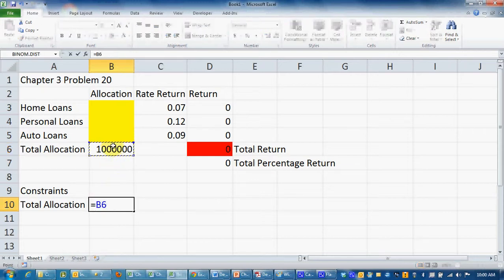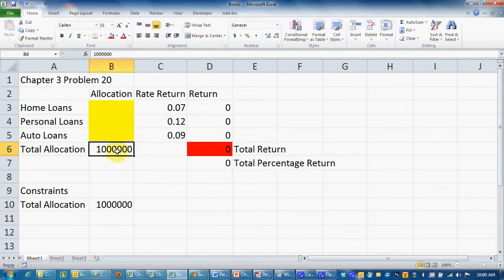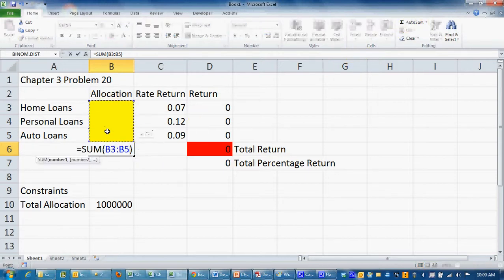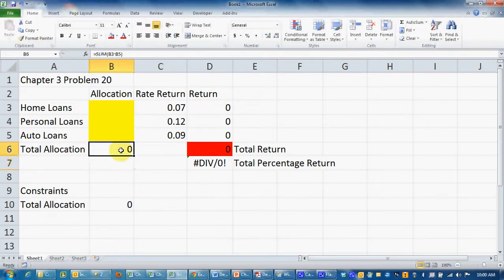We have to, and remember for the constraints, we have to tie in the yellow cells. This is so we're going to tell the computer that these cells must total to 1 million, which means we set this up wrong. I apologize for that. This is an auto sum of these three cells. So it's going to be 0 now, but it needs to be 1 million. So I did that incorrectly. So these three cells must equal 1 million.